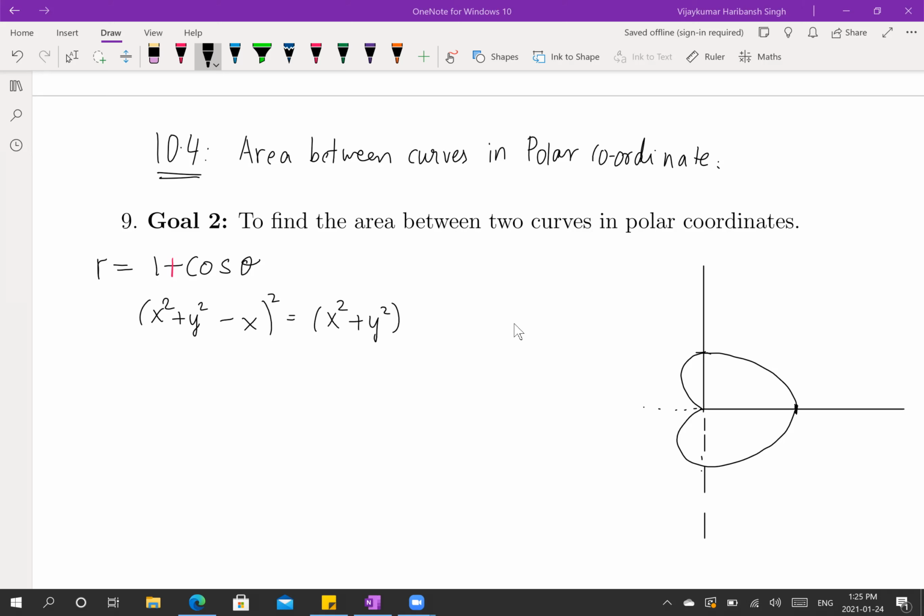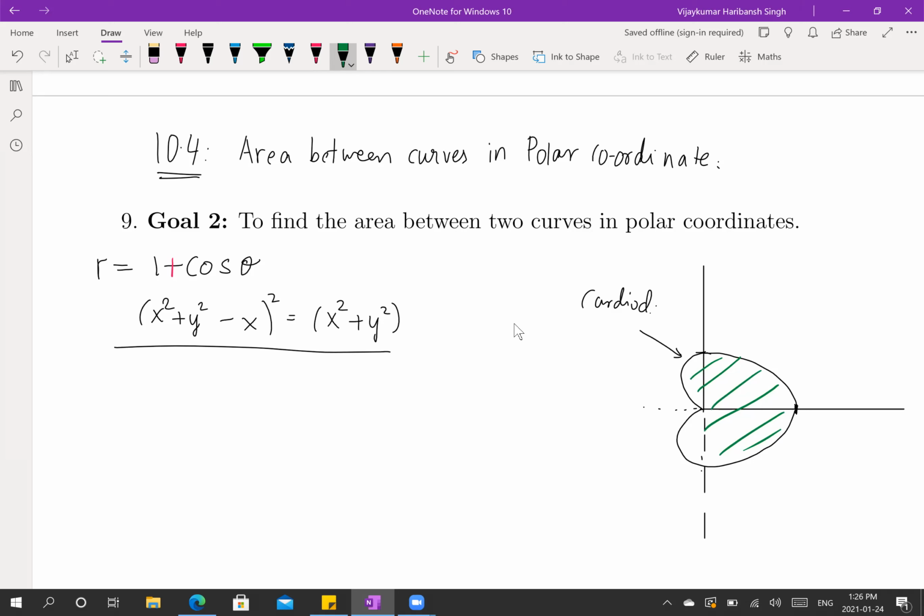So consider the following equation: (x² + y² − x)² = x² + y². This represents the cardioid. So the shape of the cardioid is this. Yeah, so this is a cardioid. Question: how do we find the area inside this? So how to find the area enclosed by this?